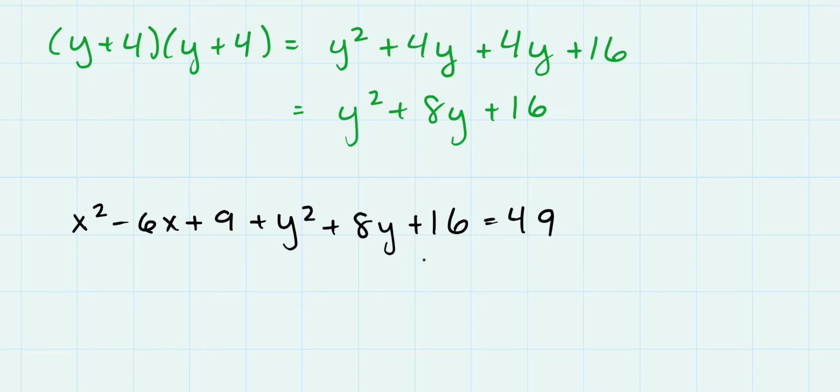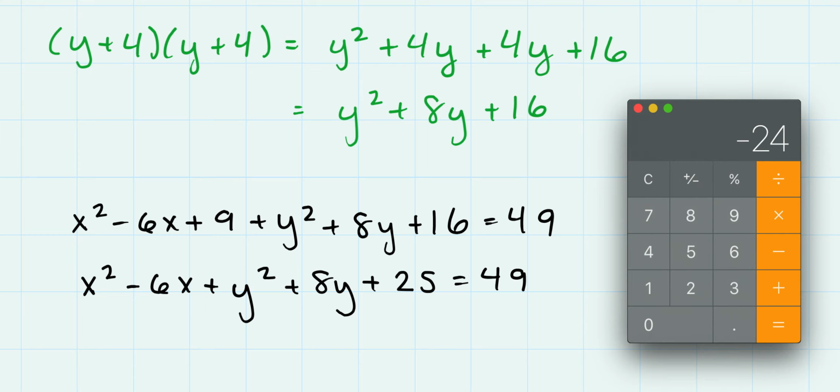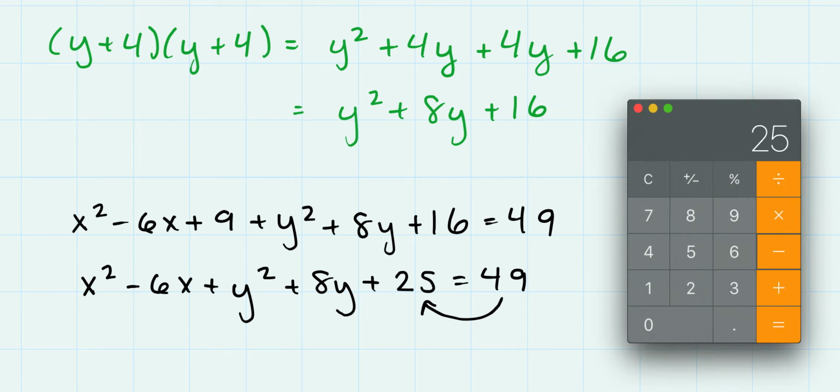Let's combine this 9 and this 16. So x squared minus 6x plus y squared plus 8y. 9 plus 16 is 25. We can put that in the calculator to double check. 9 plus 16. And now what I want to do is I want to take this 49 and move it to the other side, which means I subtract 49 from both sides. So subtract 49 from that, and you get 24.